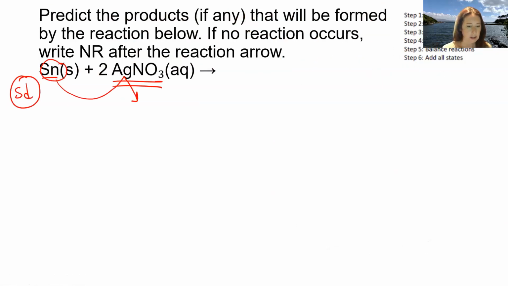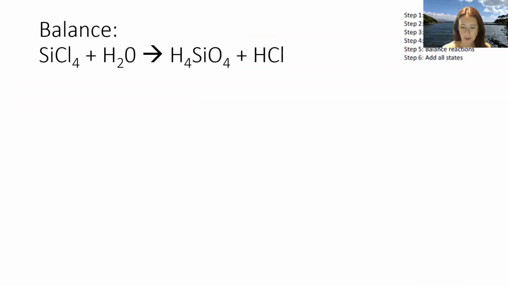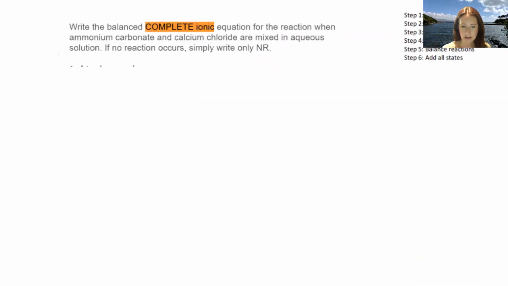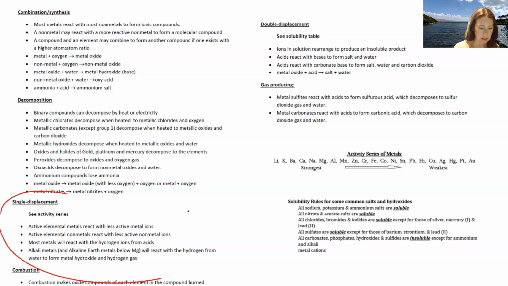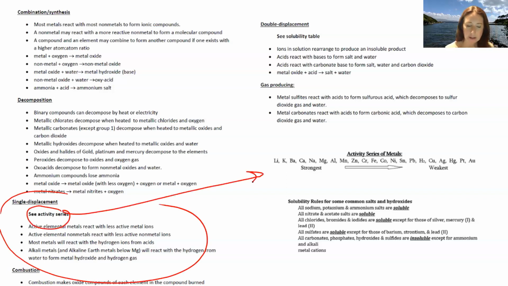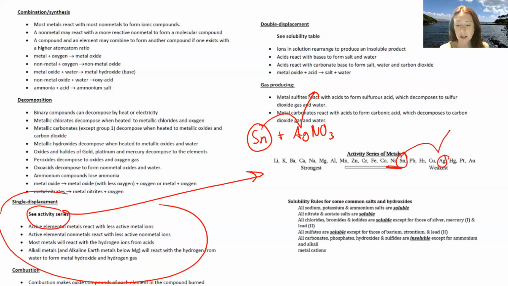So we have tin and silver nitrate. So I have to go all the way back here, sorry. Here we are, the activity series. So it's tin plus silver nitrate. Tin has to be stronger. So can tin kick out silver? If we look here, here's silver and here's tin. So tin is stronger. So tin can kick out silver. So this reaction will occur.